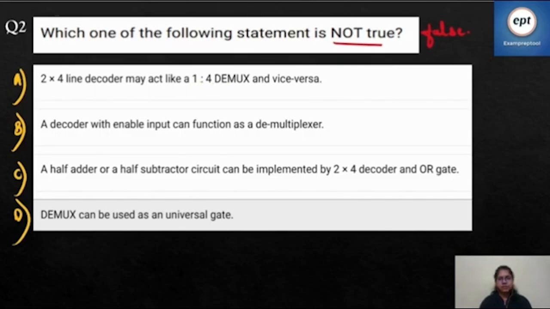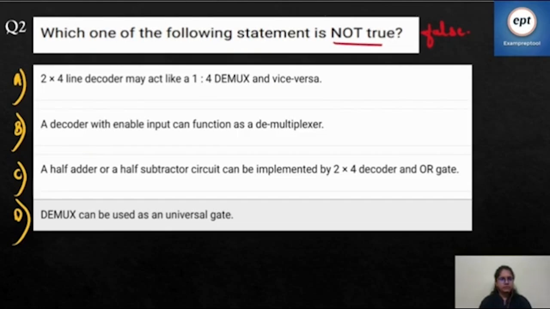2 into 4 line decoder may act like a 1:4 demux and vice versa. This is absolutely correct, because a 2 into 4 line decoder may also act as a 1 to 4 demux and vice versa. So this statement is absolutely correct.